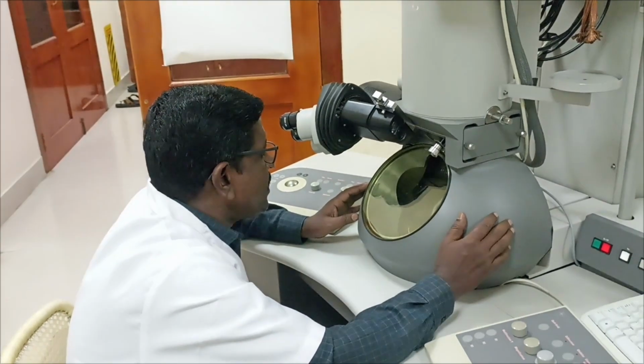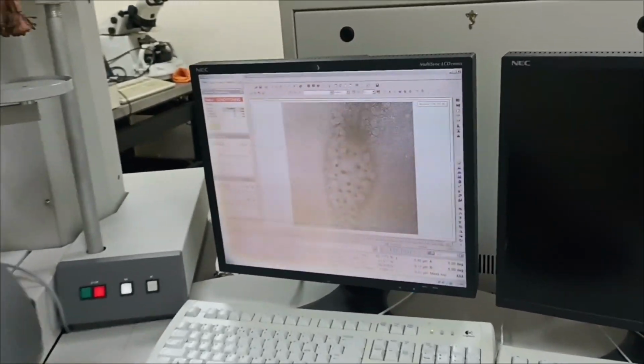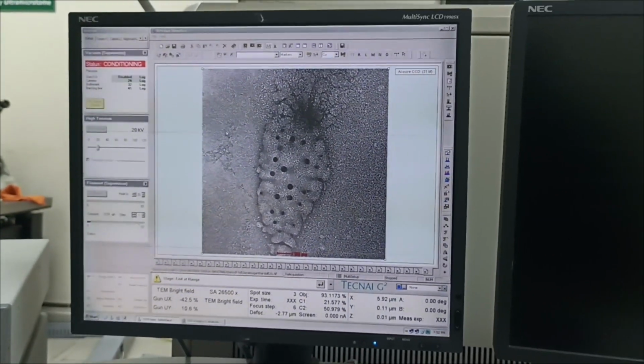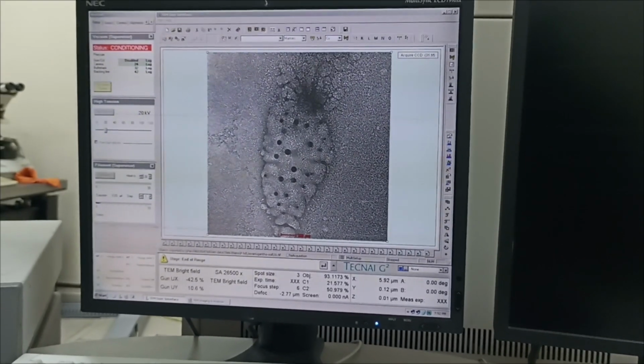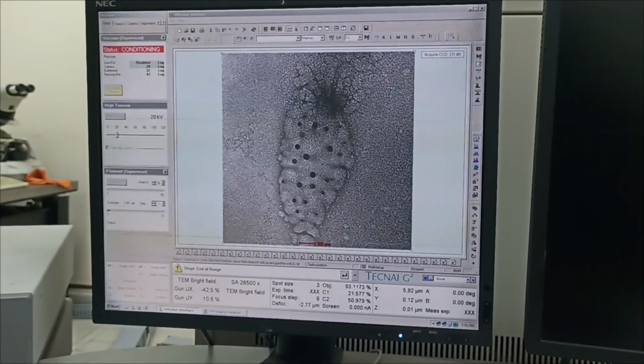Now those signals will be transferred to the computer processor, where the processor will process the signals and the result will appear like this. From this image we will get the information of the given sample at atomic level or nano level like this.